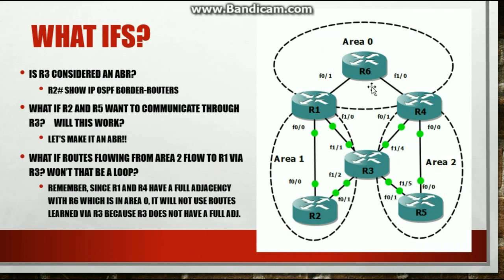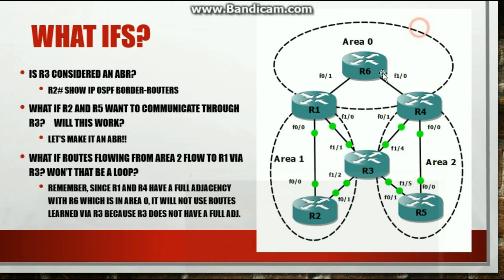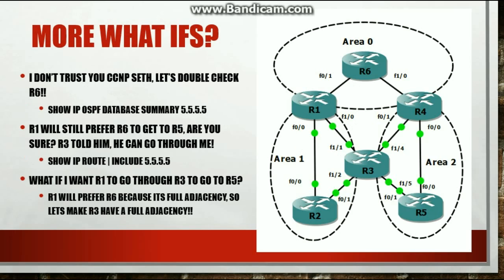That's a cost of 2. And R3 is advertising, that's R3, a metric of 2 as well, but it costs R1 1 to go to him. So that proves that it won't use those routes. So yeah, that's it. But how do you know if it's not being passed to R6? Well, one, I just told you, and two, if you don't trust me, we've got to double check it.